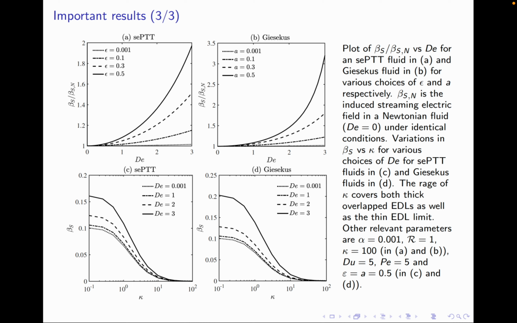Epsilon is a non-dimensional parameter of the simplified exponential Phan-Thien–Tanner model, and A, known as the mobility factor, is a non-dimensional parameter in the Giesekus model. We also vary kappa and thus go from thick to thin electrical double layers and plot the variation in streaming potential. This concludes the summary of the results.